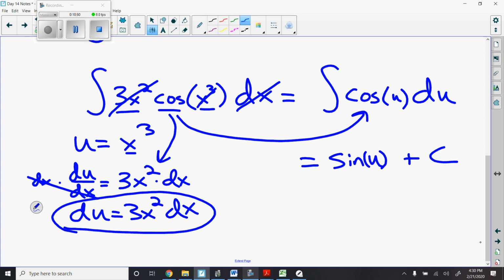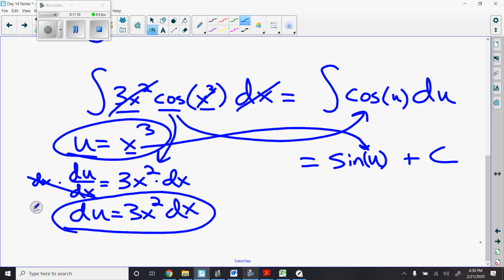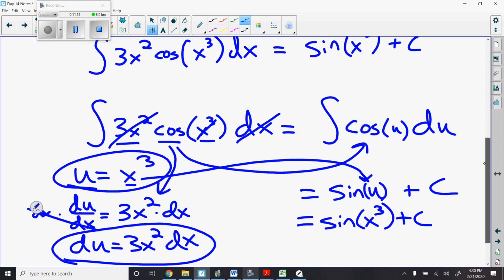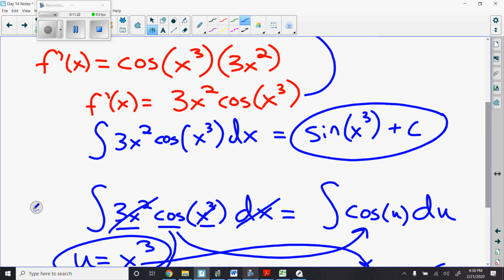The last step I have to do is this: since my question was in terms of x, my answer should be in terms of x. So I'm going to make one last substitution here. I'm going to replace that u with x cubed, that equivalency that I have here. I plug in x cubed for u, and I get an answer of sine of x cubed plus c. And when we look back up, that's what we knew the answer should be. It's kind of like magic, the substitution. Okay. Let's take a look at another example real quick.